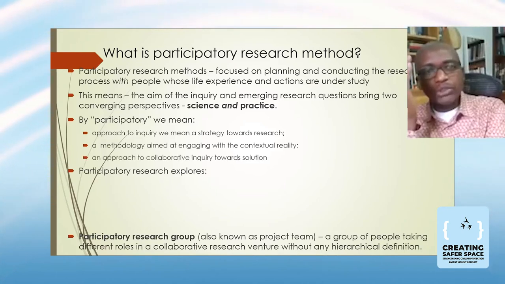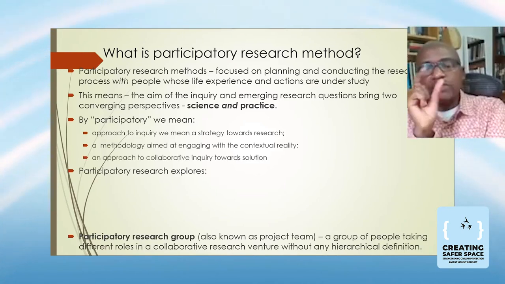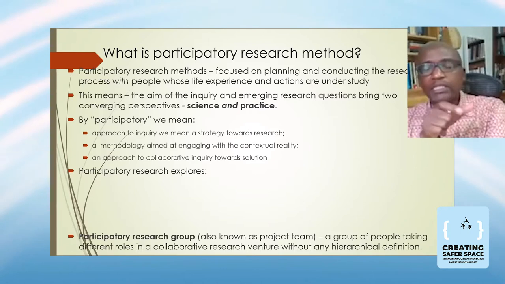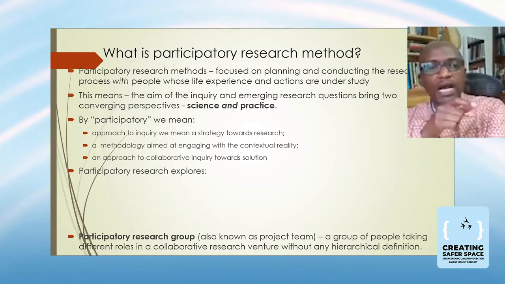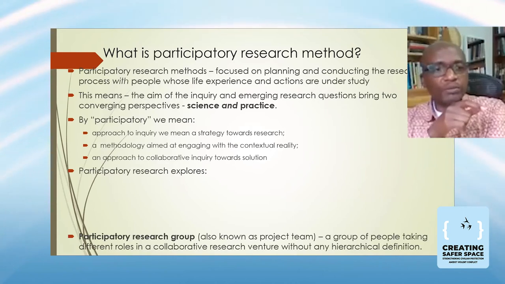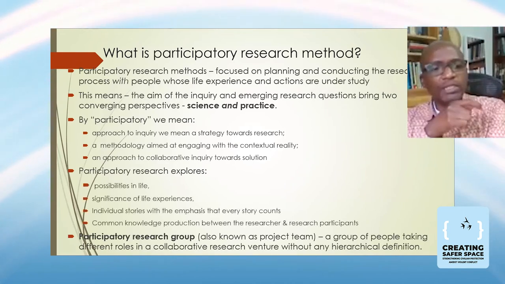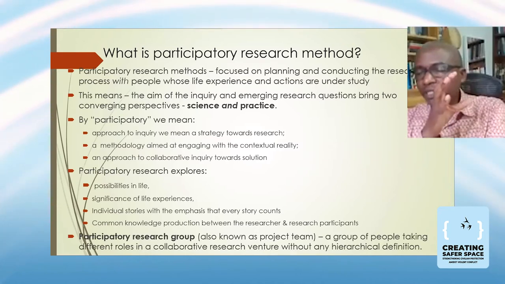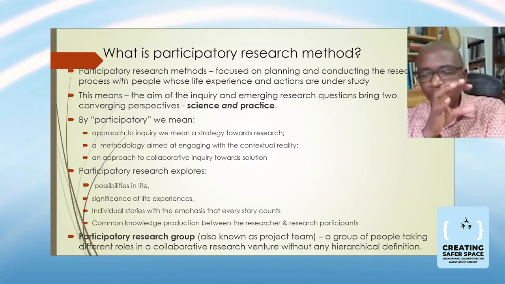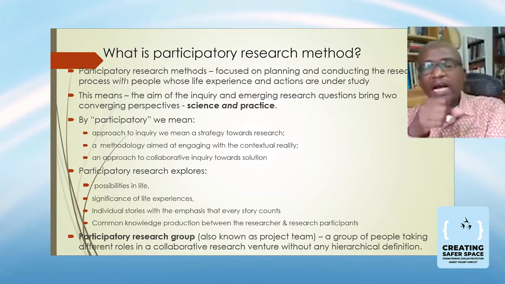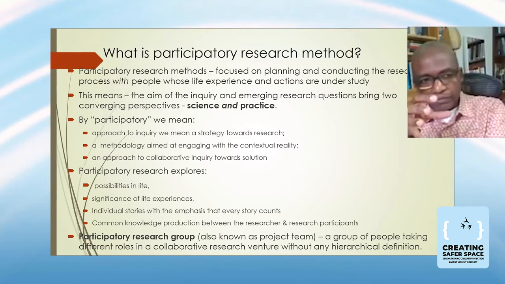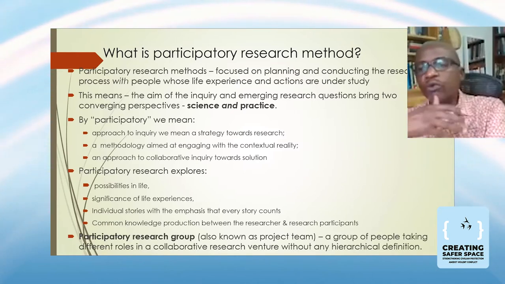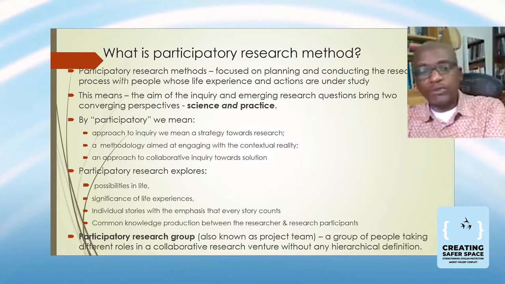And then number three is an approach to collaborative inquiry. It's not just the researcher who is at the center of the inquiry, but it is collaborative, bringing together as many stakeholders as possible. What does it explore? It explores possibilities in life, saying to ourselves that to be a victim or survivor of conflict is not the end of the world, that there are other possibilities in which we can get out of it, that we don't need to be armed in order to bring the change. That's why we talk of unarmed civilian protection, protection without arms.